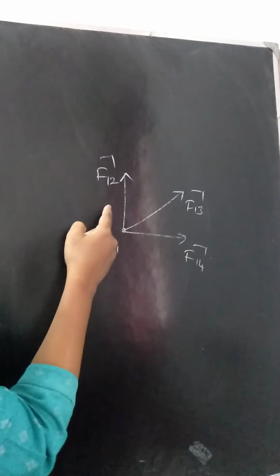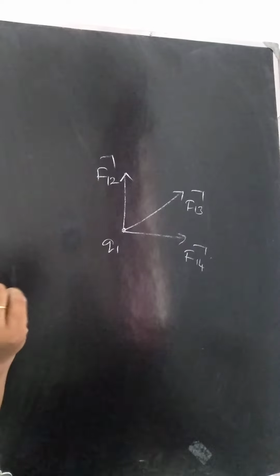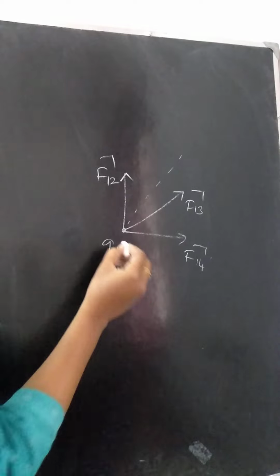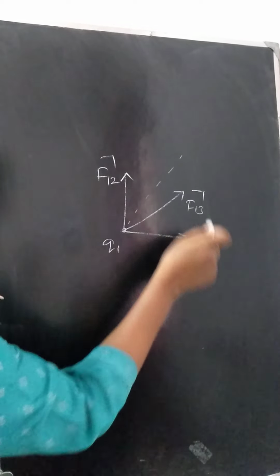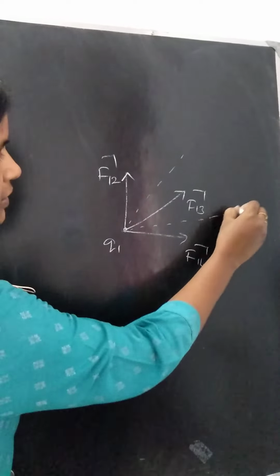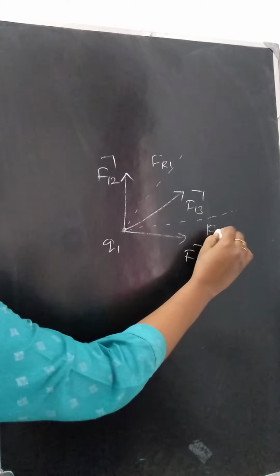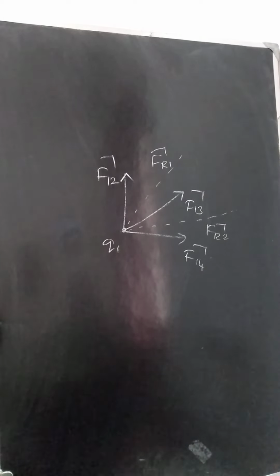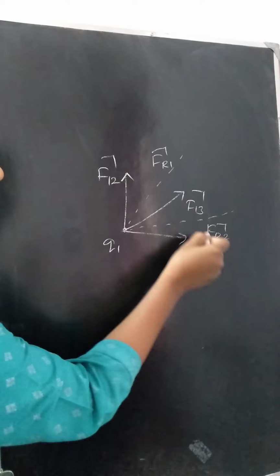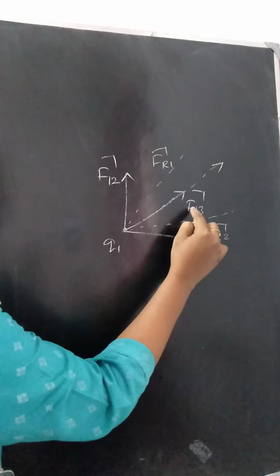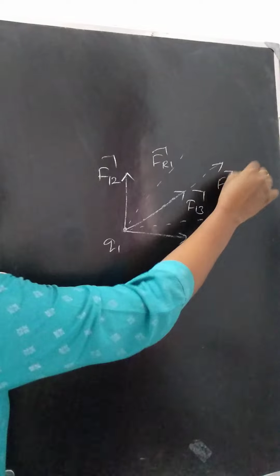Find the resultant between F12 and F13. You will get one vector, right? Yes or no? And find the resultant between F13 and F14. You will get another vector. So this is the first resultant vector R1. This is the second resultant vector R2. Now what do we have to do? Again find the resultant between FR1 and FR2. That is nothing but, in this case, the final resultant vector along F13. Getting it?